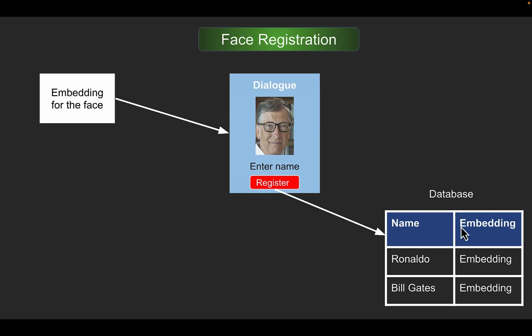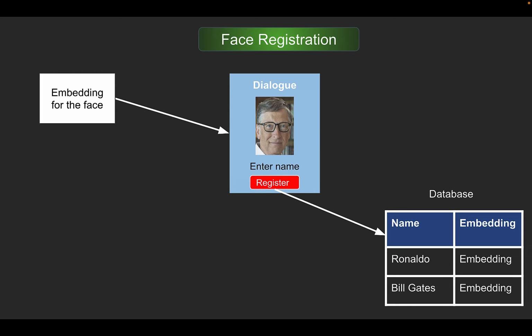So inside our database, we have two columns, one with the name and the second one with the embedding. So here in the name column, we are going to store the name which the user assigned, and in the embedding column, we are going to store the embedding returned by our face recognition model. And in that way, our face will be registered. So when we say that we have registered a face inside our facial recognition system or inside our mobile device, basically we are storing the face embedding returned by the model.